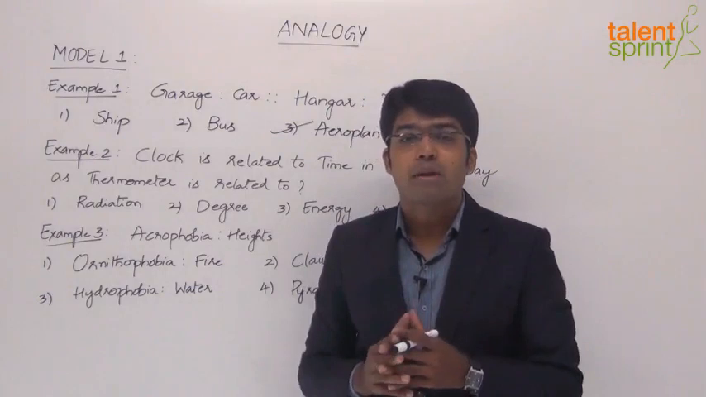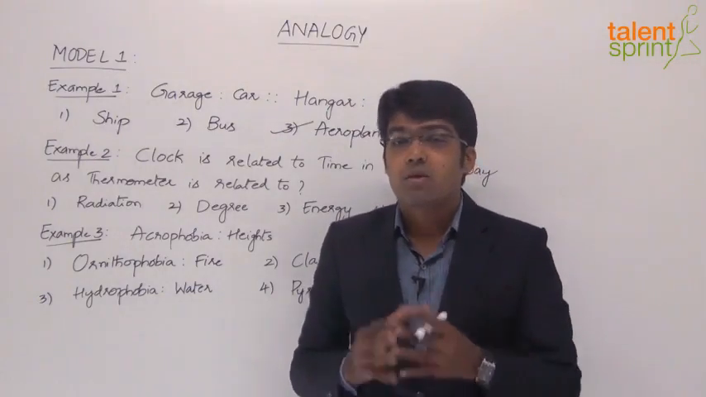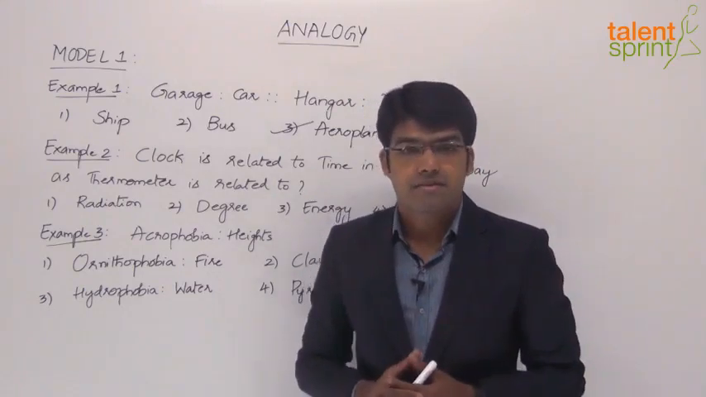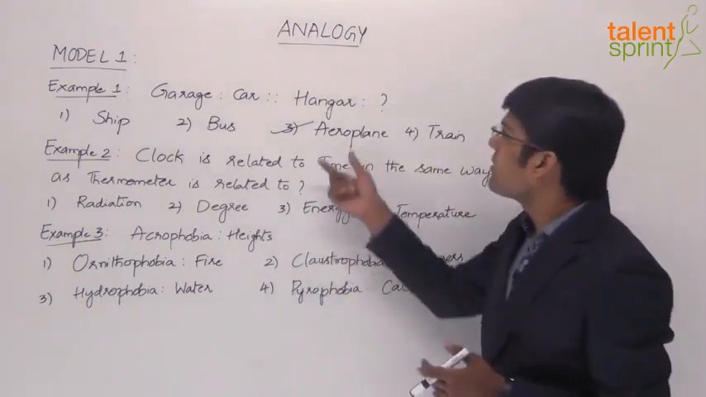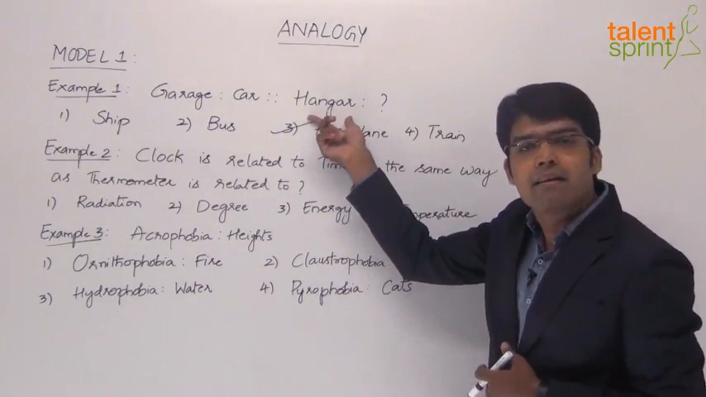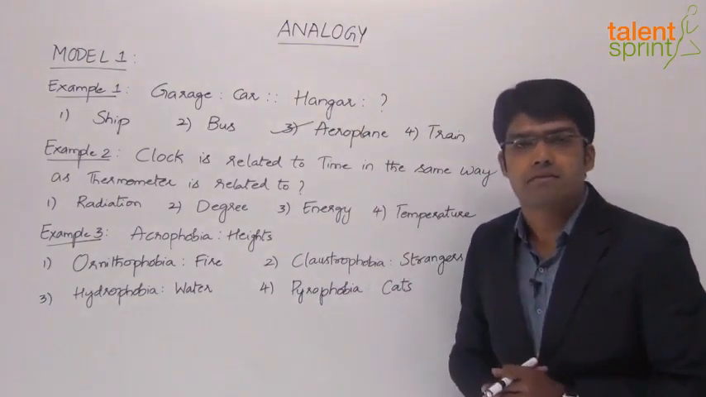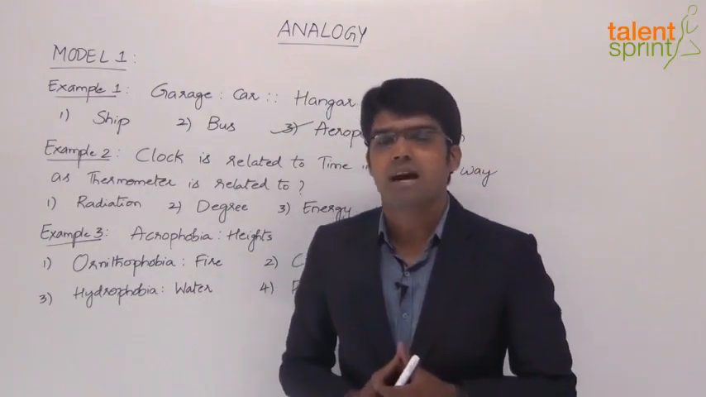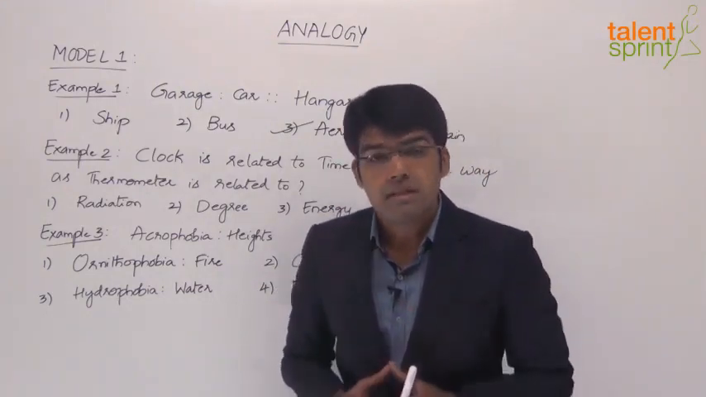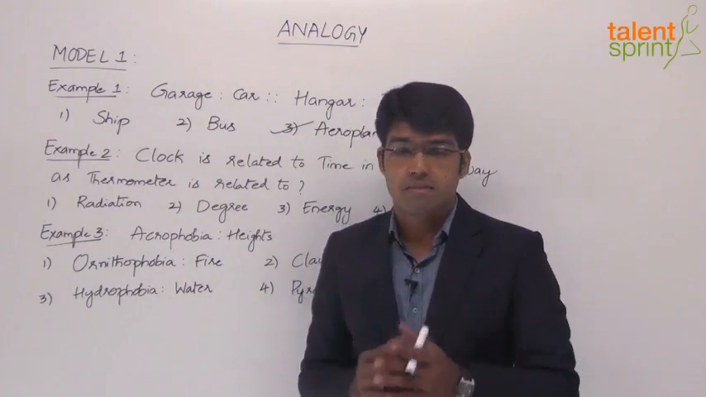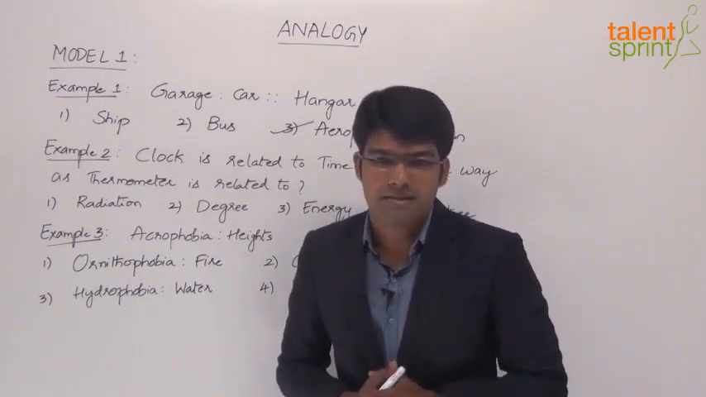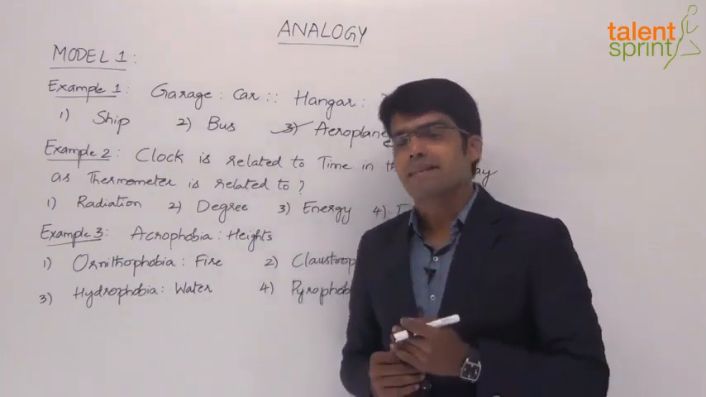But here one important point that we need to observe is the vocabulary of a student helps him a lot in answering these kind of questions. For instance, those who are not aware of what is hangar may not be able to answer this question. So clearly we can observe that the questions from analogies can be answered if you know the meaning of the given words. So it's important that we build our vocabulary so that we can answer these questions easily. Let's now move on to the next example.